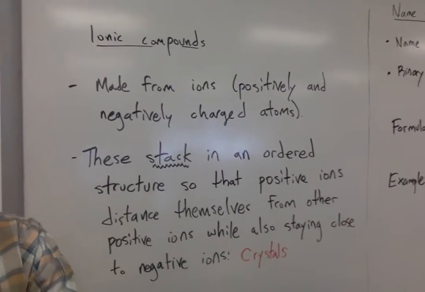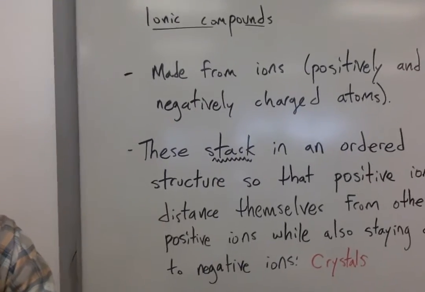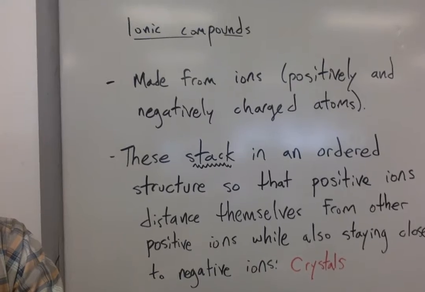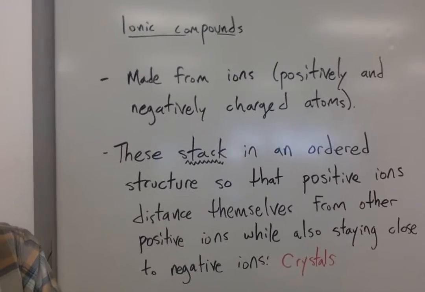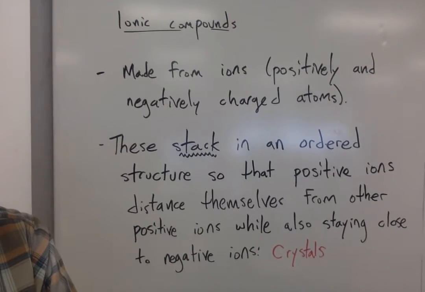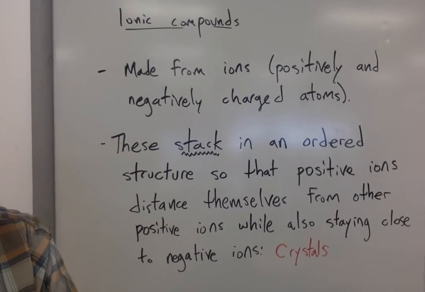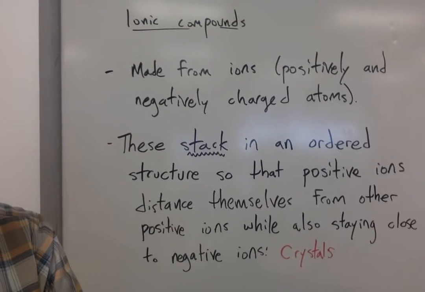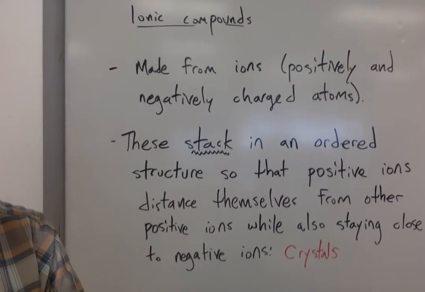So reminder, ionic compound, what is it? Well, it's made from positively and negatively charged atoms. Those positively and negatively charged atoms are also called ions. So you might have, say, a sodium atom. That's sodium with the same number of protons as electrons, and as such we call it an atom of that element. But you can have a sodium ion.